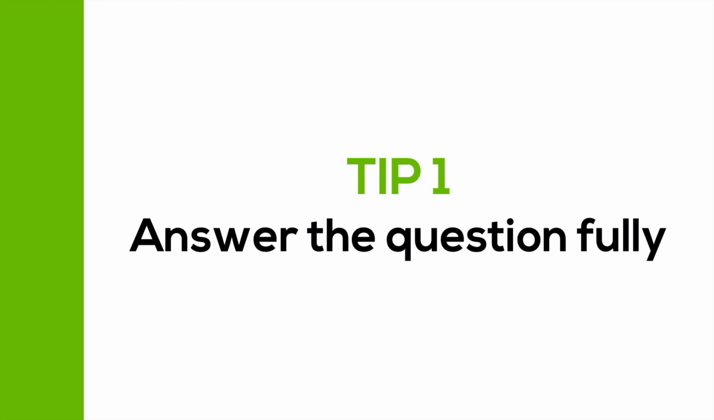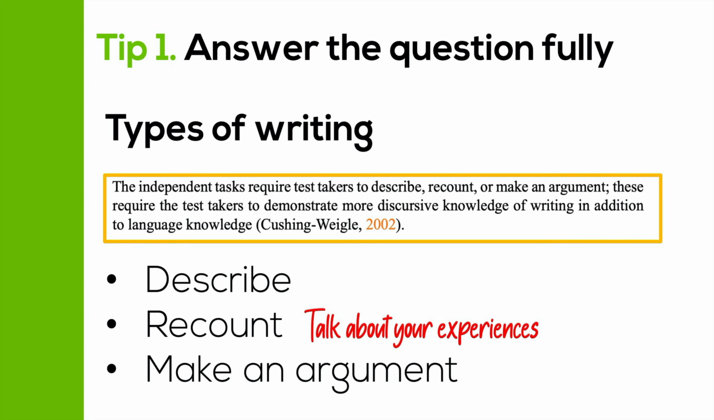So my first tip is really simple, but it's one that a lot of students struggle with, and it is simply to answer the question fully. So what does this mean? Well, firstly, let's quickly review what I showed you earlier. When you get your writing question, you will be asked to do one of these 3 things: either describe, recount, or make an argument. So it's quite important that you're able to recognize what type of writing you have to do. Now let's take a look at a couple examples.